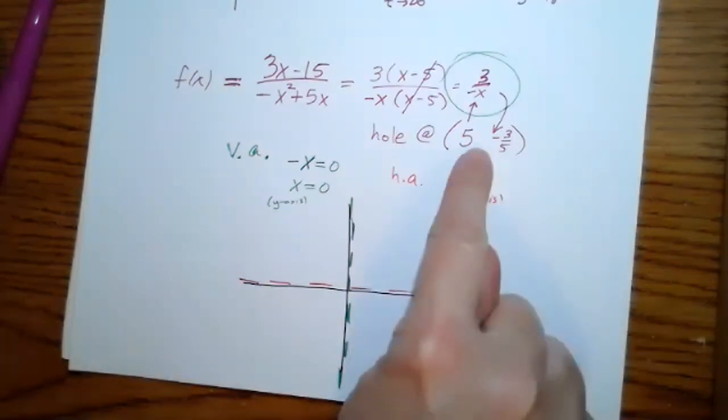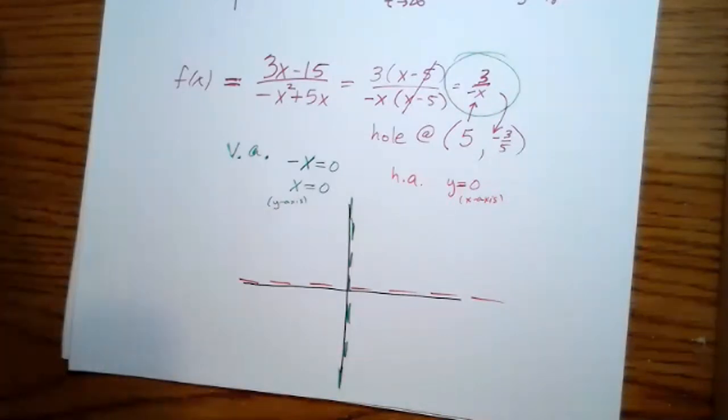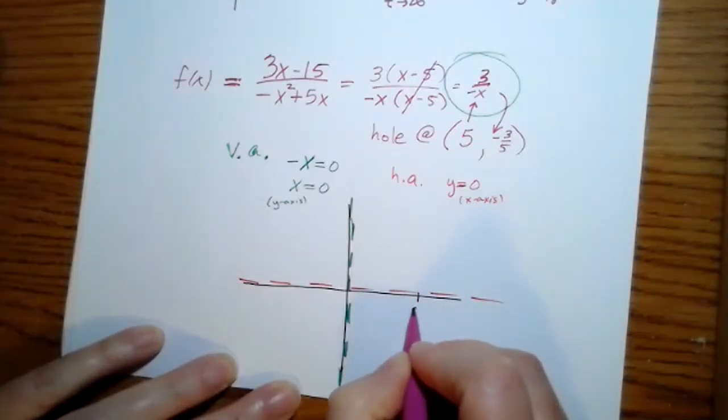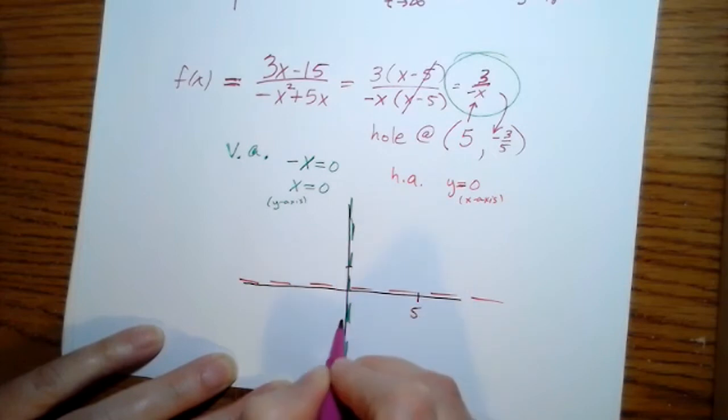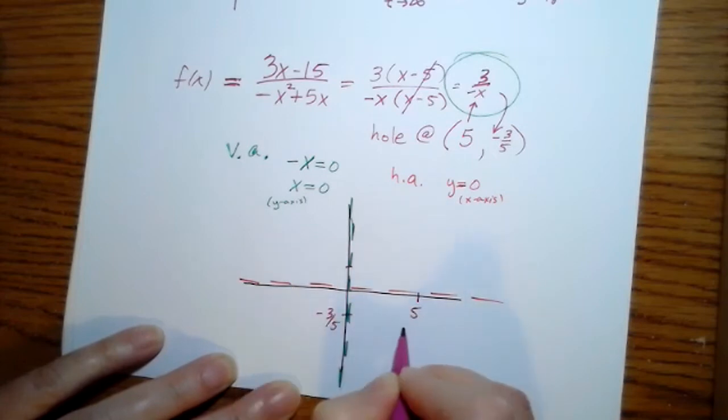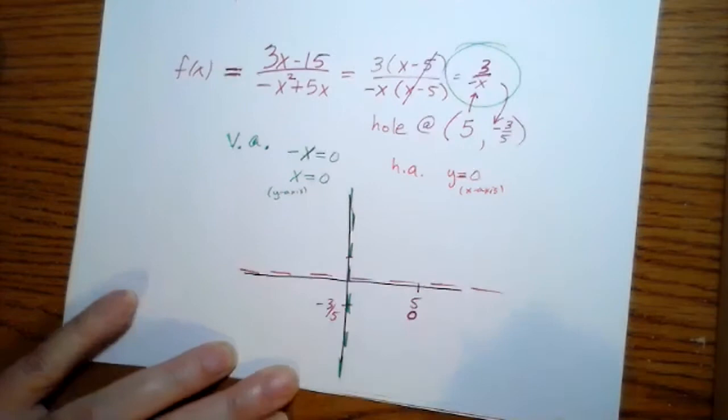And then you have a hole. That's actually some information. If you had to graph this, I don't know if you had to, but if you had to graph it, that hole would be helpful. It's at 5. Oh, it's down here, -3/5. So there's a hole in the graph. There's a target as well, though.